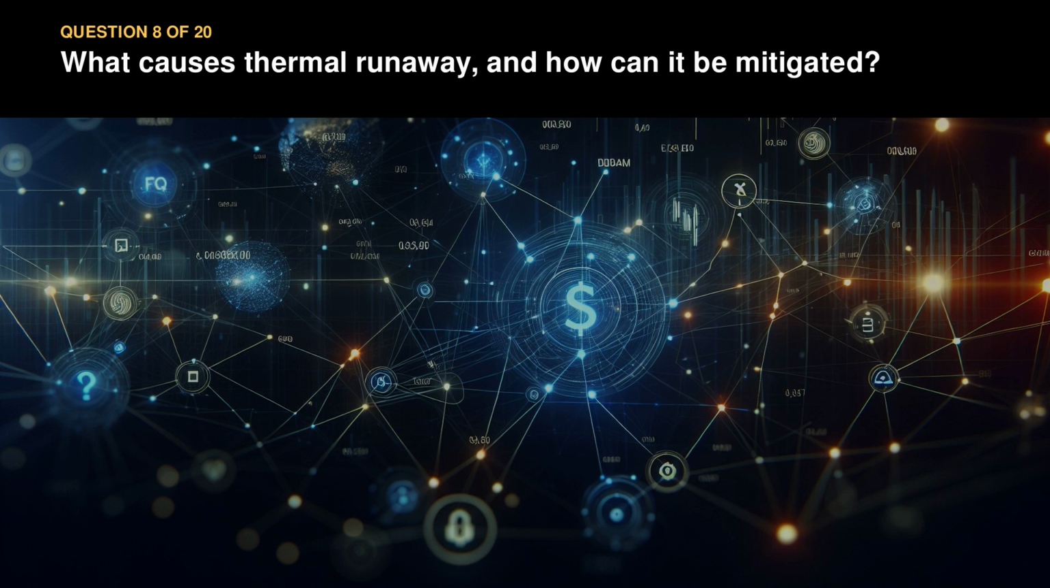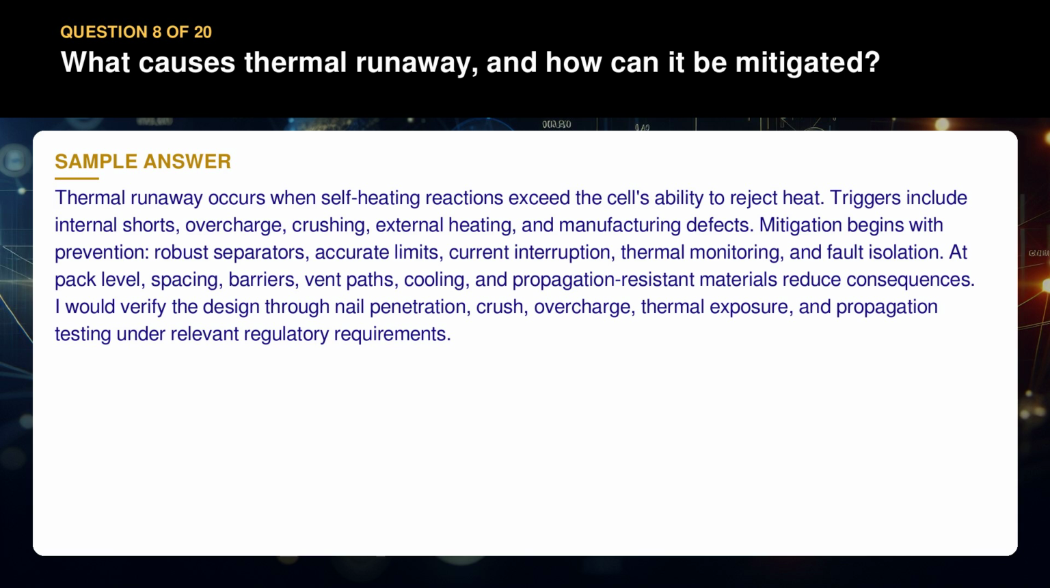Question 8. What causes thermal runaway, and how can it be mitigated? Thermal runaway occurs when self-heating reactions exceed the cell's ability to reject heat. Triggers include internal shorts, overcharge, crushing, external heating, and manufacturing defects. Mitigation begins with prevention, robust separators, accurate limits, current interruption, thermal monitoring, and fault isolation. At pack level, spacing, barriers, vent pads, cooling, and propagation-resistant materials reduce consequences.